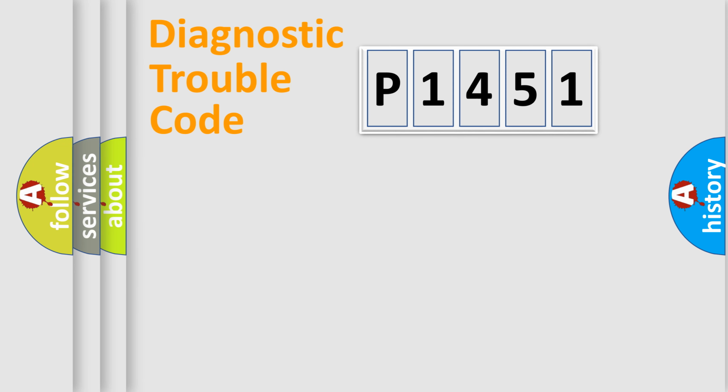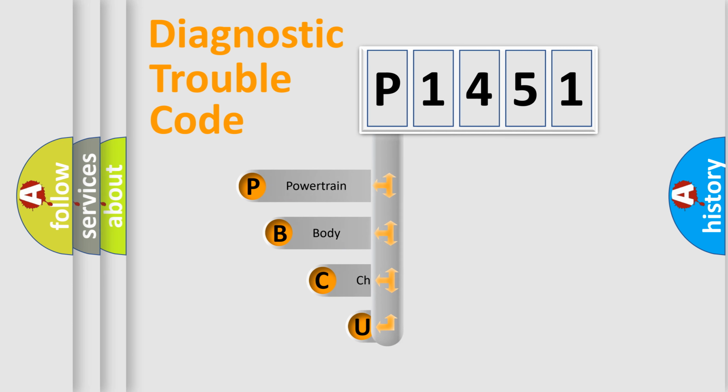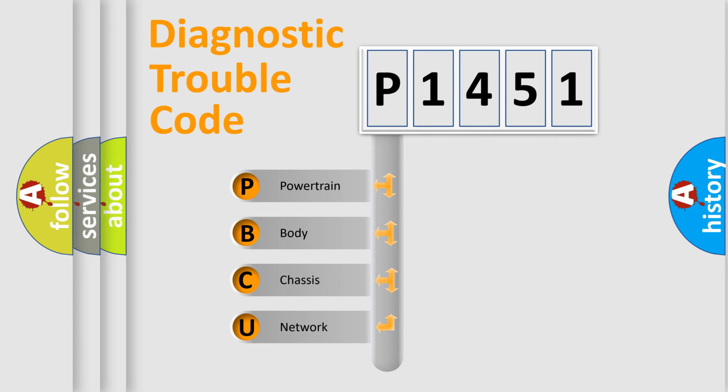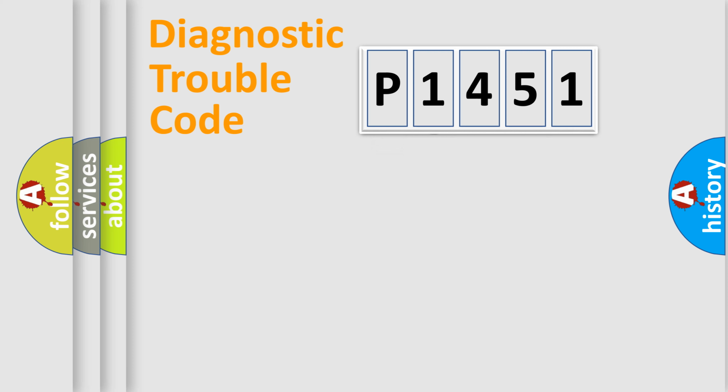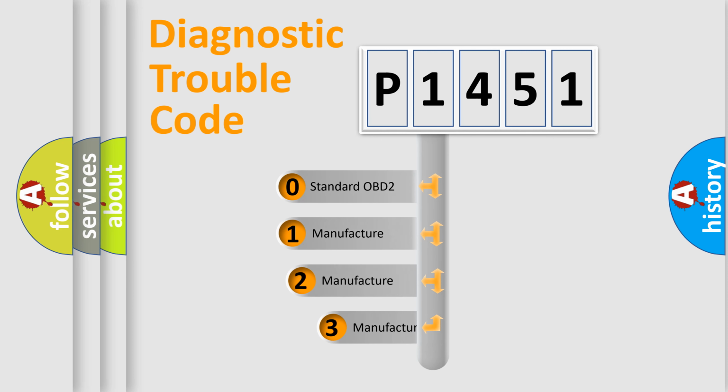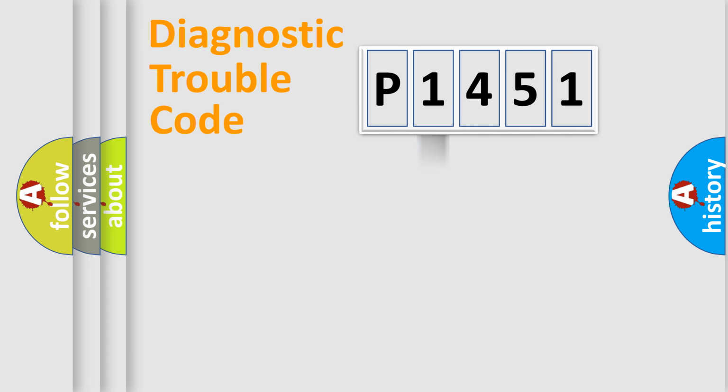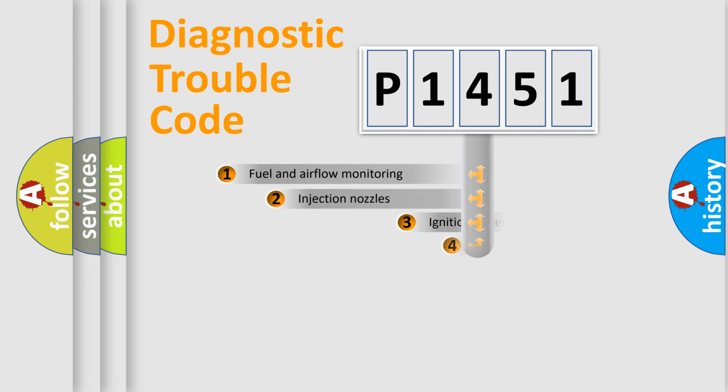Let's do this. First, let's look at the history of diagnostic fault code composition according to the OBD2 protocol, which is unified for all automakers since 2000. We divide the electric system of the automobile into four basic units: powertrain, body, chassis, network. This distribution is defined in the first character of the code. If the second character is expressed as 0, it is a standardized error. In the case of numbers 1, 2, 3, it is a more specific, manufacturer-specific error.